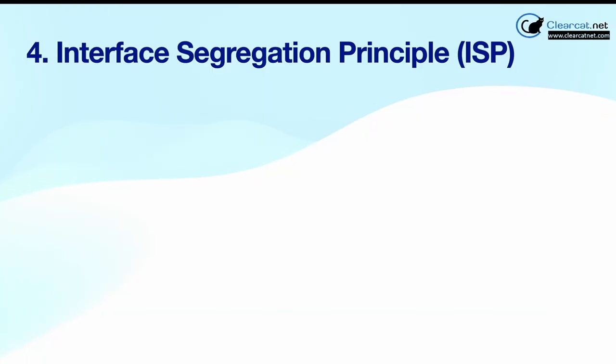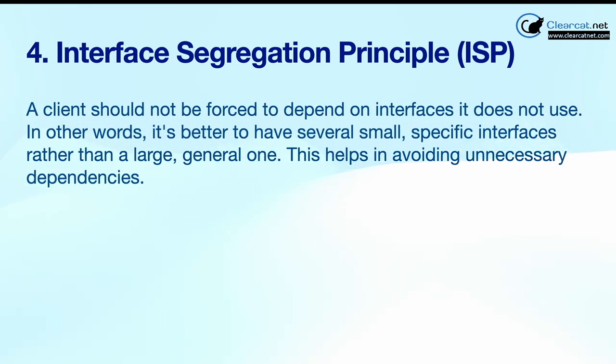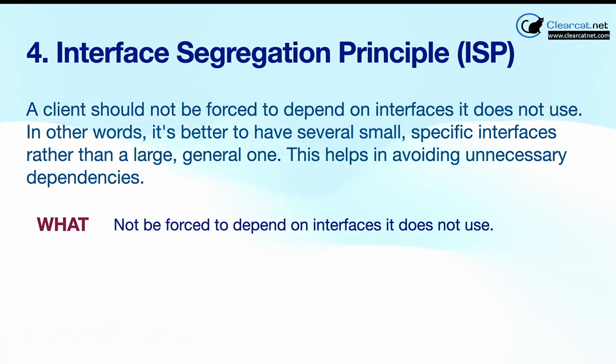The next one is the Interface Segregation Principle, ISP. ISP works on interfaces. And what is inside this principle? A client should not be forced to depend on an interface it does not use. In other words, it's better to have several small, specific interfaces rather than a large or general one. It helps us avoid unnecessary dependencies. What does it mean not to be forced to depend on an interface it does not use?